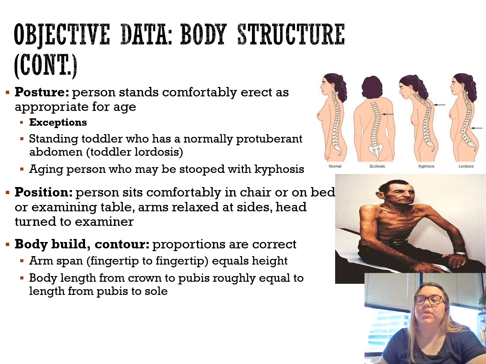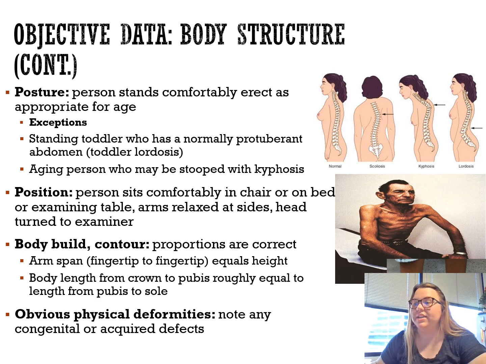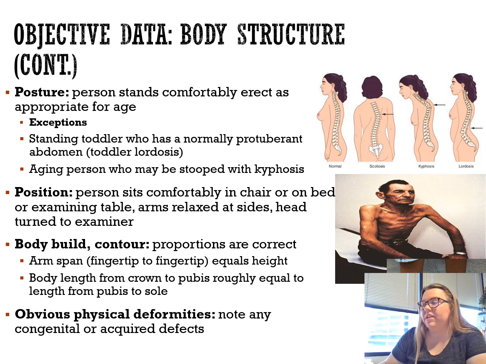Their body build, their contour. So arm span. Fingertip to fingertip should be equal to their height. Any obvious physical deformities. So it could be congenital or it could have been from a soccer game, and they have a left elbow deformity. Okay, we must note that. And then we also are going to assess that area specifically for any abnormalities. How about this? Is this congenital or an acquired defect? Okay, this is congenital, yes. And I'm going to note this.